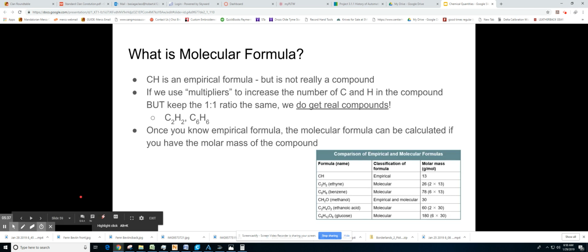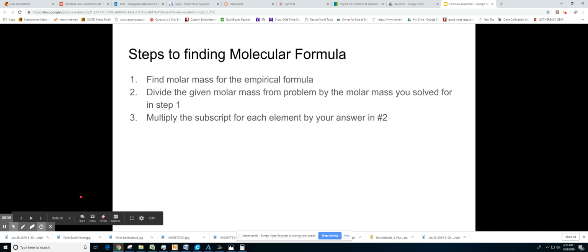Okay, so let me go back to that screen with the steps. There we go. So just as a reminder, and I'm going to leave the video ending here, these are my steps to finding a molecular formula. Remember, I want to find the molar mass for the given empirical formula. Divide the molar mass given in the problem by the molar mass I just solved for in step 1, and then multiply the subscript for each element by that multiplier that I answered for in step 2.